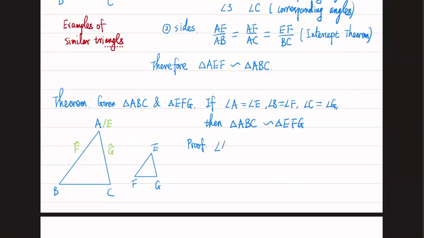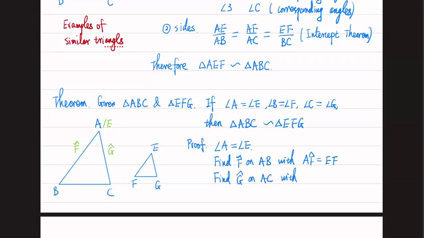Since angle A equals angle E, we can find F on AB with AF equal to EF, and we can find G on AC with AG equal to EG.